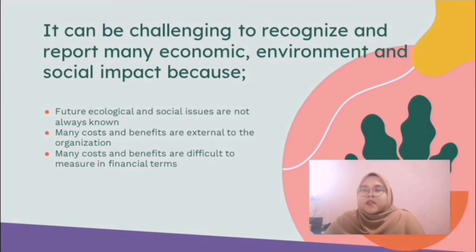Second, many costs and benefits are external to the organization. Many economists consider technical externalities to be market deficiencies, and this is the reason people advocate for government intervention to curb negative externalities through taxation and regulation. And lastly, many costs and benefits are difficult to measure in financial terms, which is why qualitative measures are required.